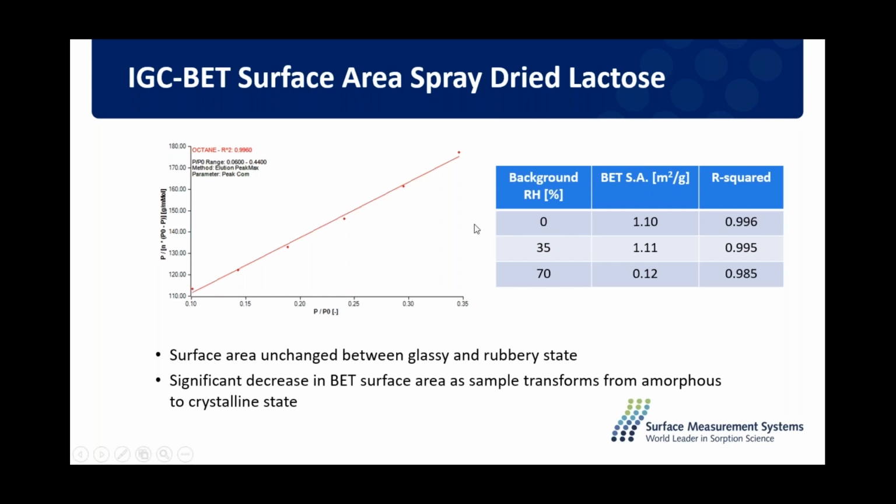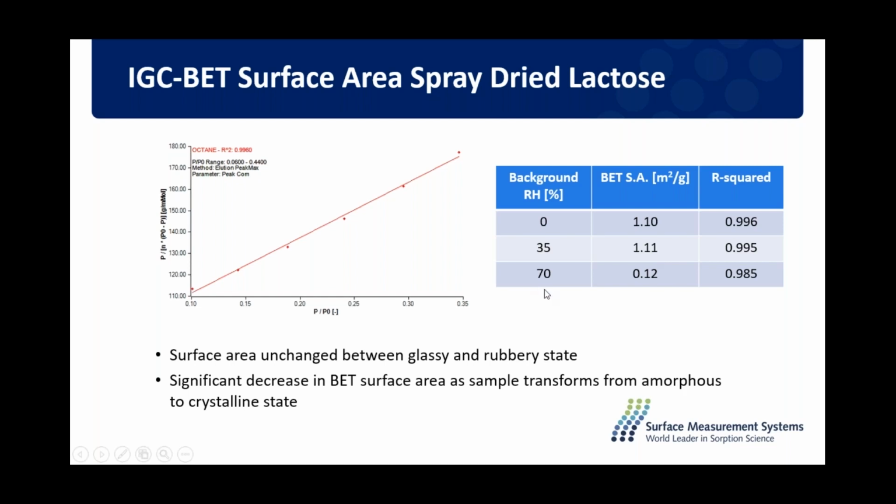And here we can track that and show it in the surface area values. So at 0% relative humidity, you can see we get a surface area value of about 1.1. At 35% relative humidity, which is above the glass transition point, but below the point where it would recrystallize, we can see about the same value. Maybe it's increased very slightly, but within the error margins.